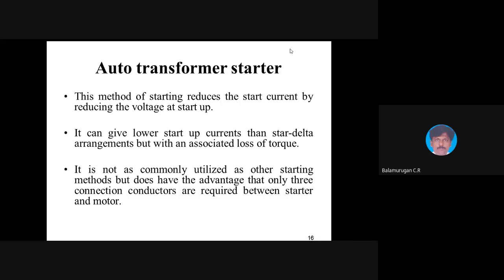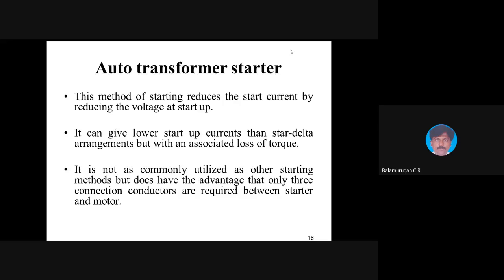Here we are going to apply the three-phase supply. We'll have a TPST switch. This is the run position and this is the start position. So what is the start position? You will include all the resistance available in the circuit. Full resistance will be included in series with the stator winding. Thereby, what will happen? You will limit the current.